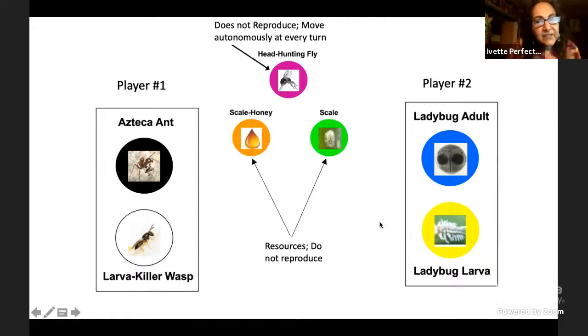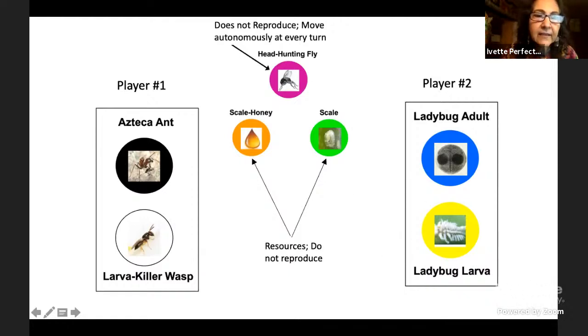And so we have this game. There are 2 players. It's called Azteca chess. The Azteca ant and the killer wasp are played by 1 player, and then the adult and the larvae of the beetle are played by another player. The other components, the headhunting fly, which is the phorid fly, the honeydew, and the scale insects are kind of autonomous components of the system. They're just stationary, and they're not moved by the players.